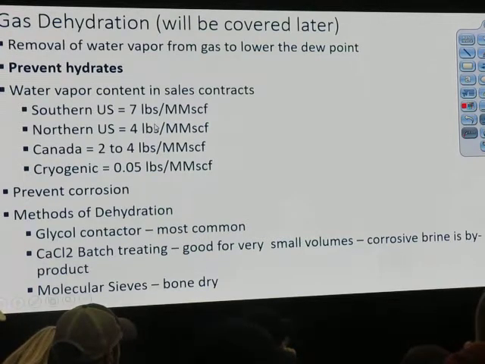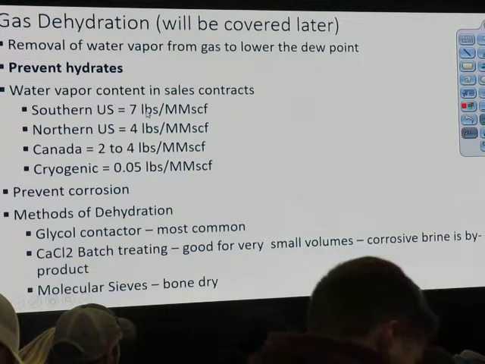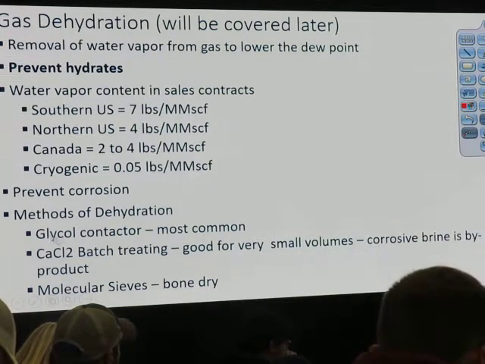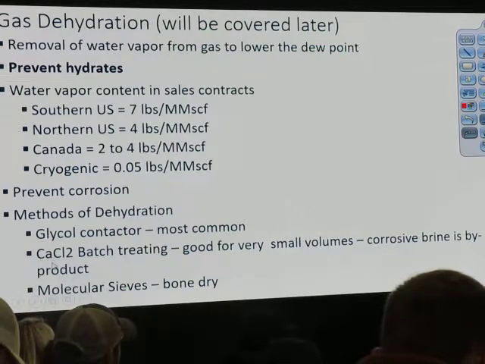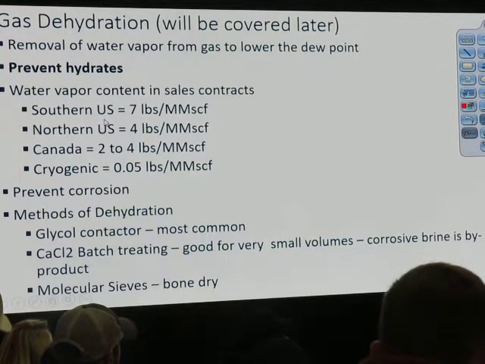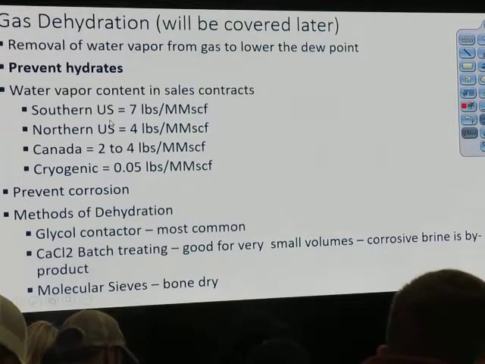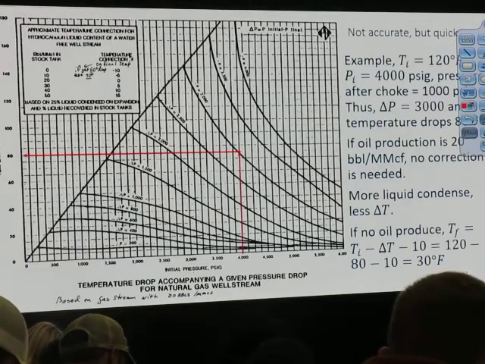So when we have hydrate, not just hydrate, we have to remove all water, right? To remove all that water, we will use a glycol contactor, and you will go to the gas pack and take a look at it. Or we may use molecular sieve, batch treating. Batch treating, I don't think you see that. But this number, 7 pounds per million standard cubic foot, is the number that you will put in the homework and probably the exam, because we are in the southern part of the US. Memorize that: 7 pounds per million standard cubic foot.